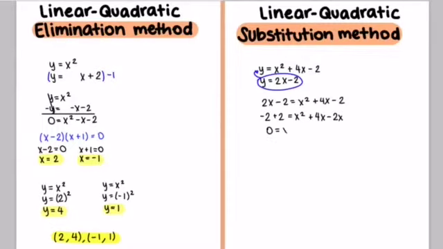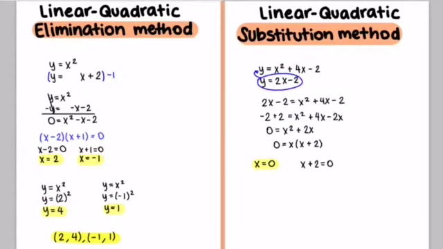Now we're going to factorize that into the simplest form we can have. So 0 equals x times x plus 2. So one of the x-intercepts is x equals 0, and the other one is x equals minus 2.